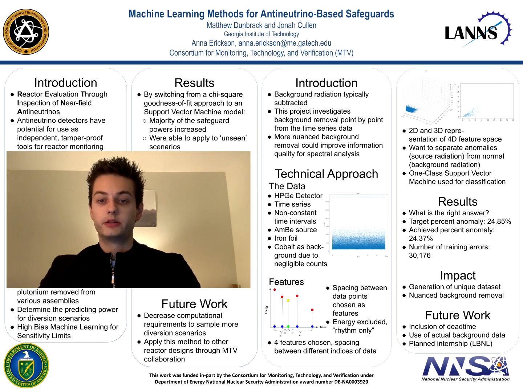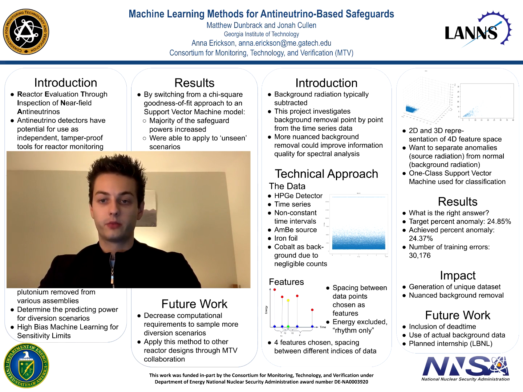Here we can see 2D and 3D representations of the 4D feature space. We want to separate the anomalies, which in this case are the source radiation events, from the normal data, which is the background radiation. To do this, a one-class support vector machine was used. Due to a lack of known data labels, the calculated expected number of anomalies was used as a target for adjusting the hyperparameters until this number was approximately reached.